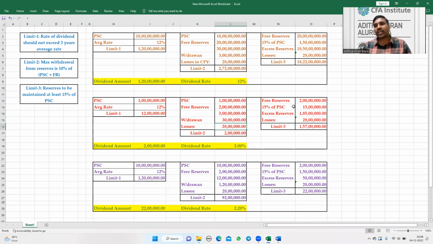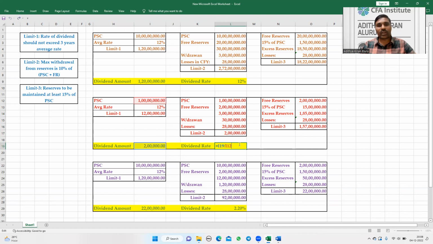Out of the 30 lakhs, I want to utilize 20 lakhs for set off of current year losses. Therefore, the limit available is only 2 lakhs. I can withdraw only 2 lakhs as per limit 2. Limit 3: 2 crores free reserves, 15% of paid up share capital is 15 lakhs. Therefore, excess reserves will be 1 crore 85 lakhs. Out of this, if I set off 28 lakhs losses, limit 3 will be 1 crore 57 lakhs. So check whichever is lower out of these three limits. 2 lakhs is lower. Therefore, I am going to pay only 2 lakhs. 2 lakhs is the dividend amount. What is the dividend rate?